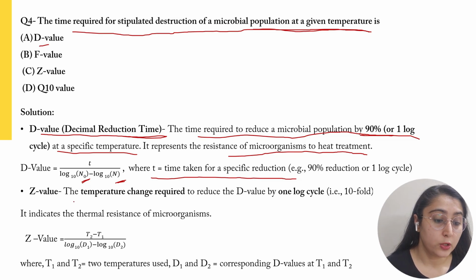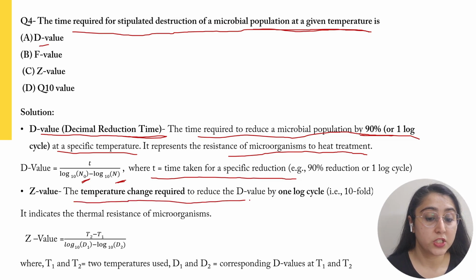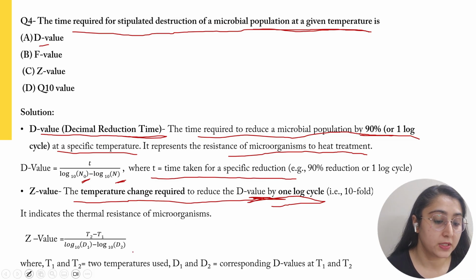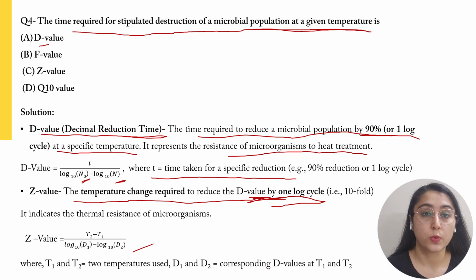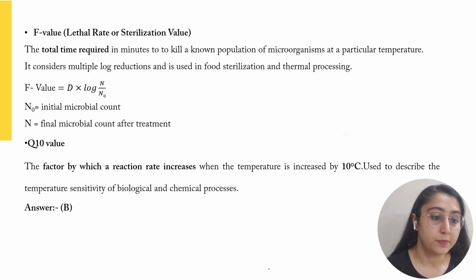Next we have Z value, which is basically the temperature change required to reduce the D value by 1 log cycle or 10-fold. It indicates the thermal resistance of microorganisms, and it is given by this formula. Again here T1 and T2 represent the two temperatures which are being taken, and D1 and D2 are the corresponding D values at these temperatures.